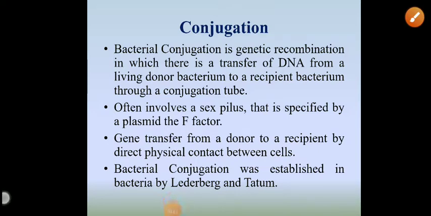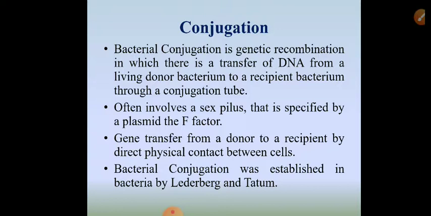Good afternoon, students. Last time we discussed conjugation. What is conjugation? It is a genetic recombination in which there is transfer of DNA from a living donor bacterium to the recipient bacterium through a conjugation tube. The conjugation tube is formed because of the sex pili, and sex pili can be produced by the bacteria, which is specified by a typical type of plasmid called F plasmid or F factor.